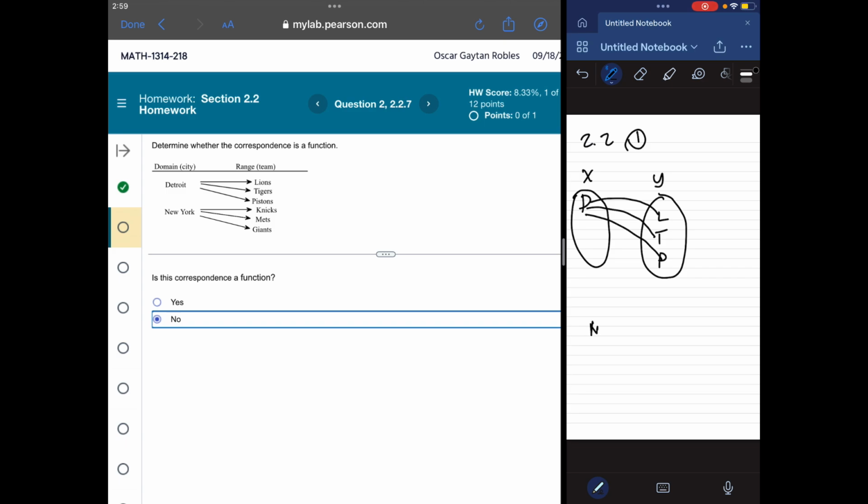It's the same thing with New York. New York being the domain, and the range being the Knicks, the Mets, and the Giants. Think of yourself as an audience member. You're a New Yorker. Can you go to a Knicks game, a Mets game, and a Giants game at the same time on the same day physically? No. So is the correspondence a function? It's not.